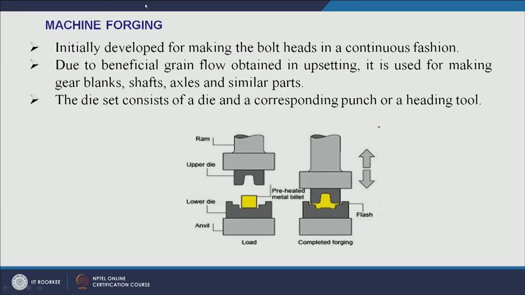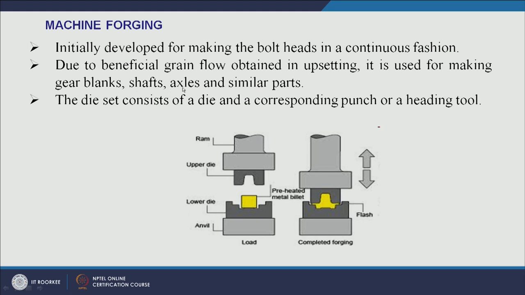So, as far as the machine forging, just as I have described, initially the machine forging has been developed for making the head of the bolts in continuous fashion. The advantage of this is that it helps to regulate the flow of the grains in such a way that we can have the grain orientation in a favorable manner, so that desired properties can be achieved.